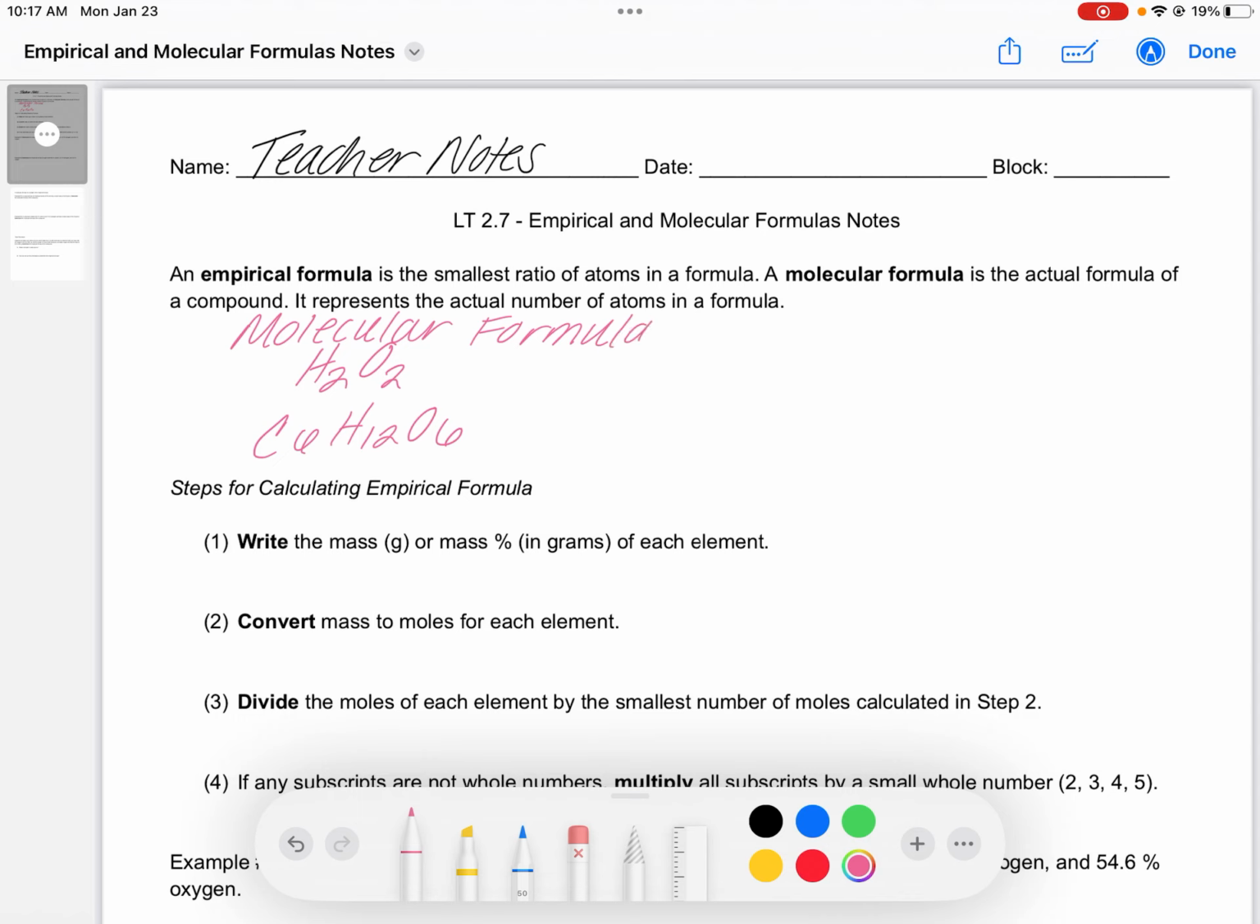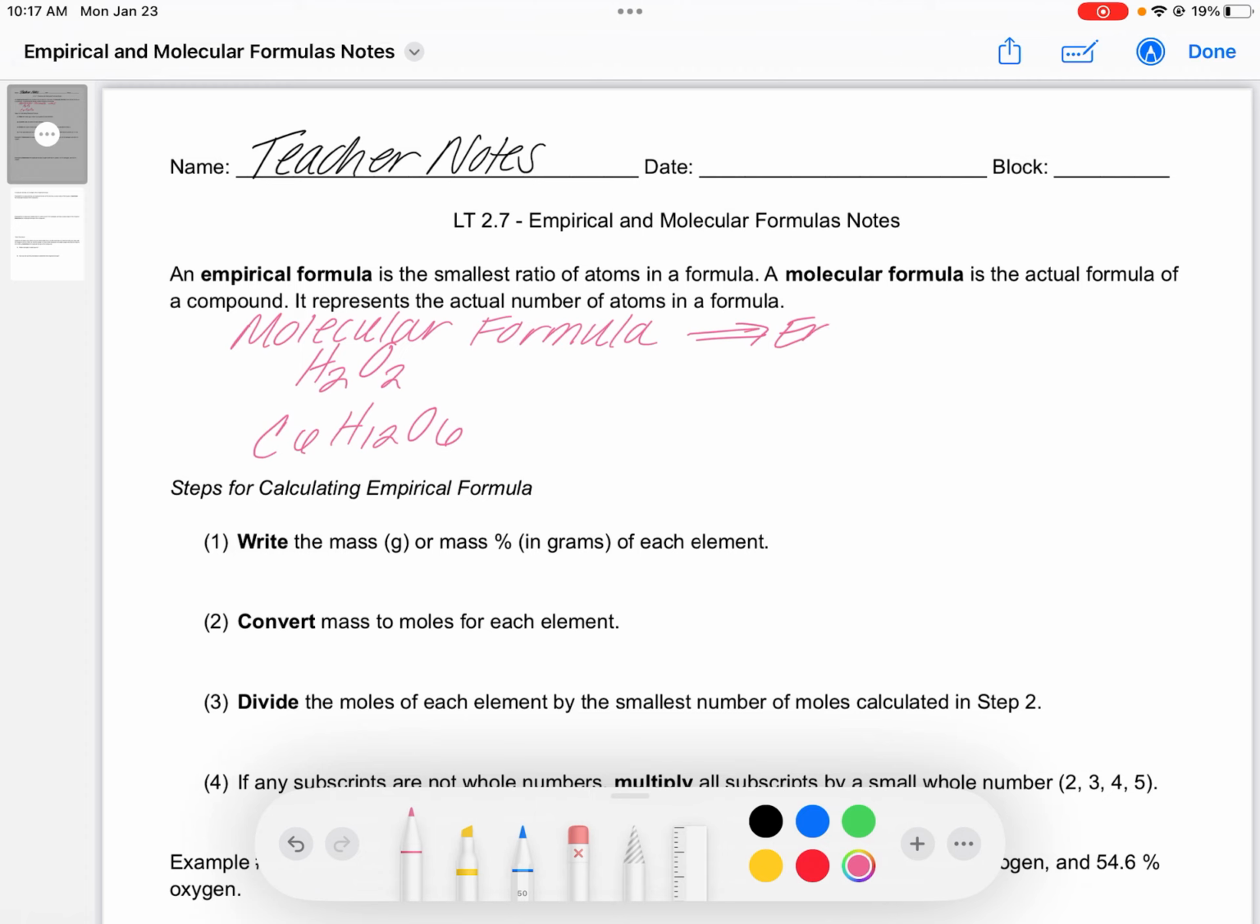Molecular formulas show that there are exactly two H's, or two hydrogens, and two oxygens to form hydrogen peroxide. To form a molecule of glucose, we need exactly 6 carbons, 12 hydrogens, and 6 oxygens. So it represents the actual number of atoms in a chemical formula.